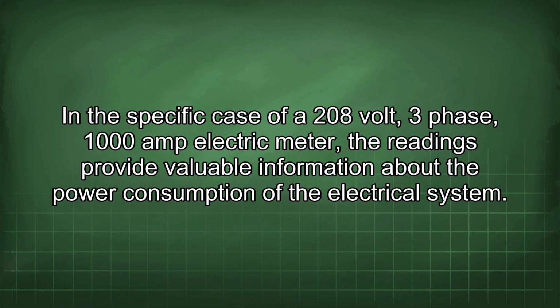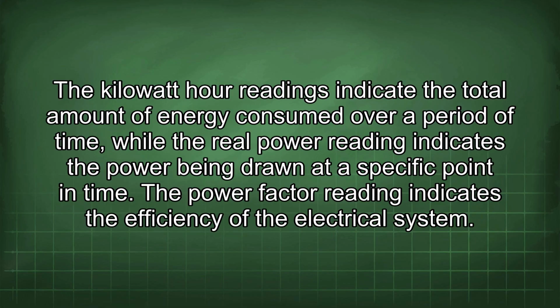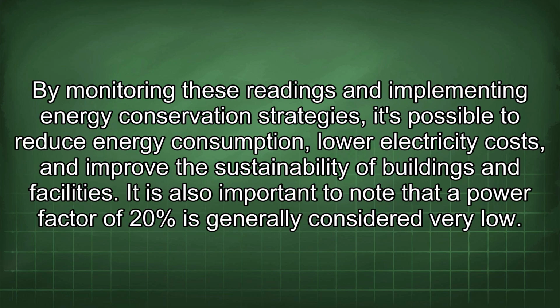In the specific case of a 208-volt, 3-phase, 1000-amp electric meter, the readings provide valuable information about the power consumption of the electrical system. The kilowatt-hour readings indicate the total amount of energy consumed over a period of time, while the real power reading indicates the power being drawn at a specific point in time. The power factor reading indicates the efficiency of the electrical system. By monitoring these readings and implementing energy conservation strategies, it's possible to reduce energy consumption, lower electricity costs, and improve the sustainability of buildings and facilities.